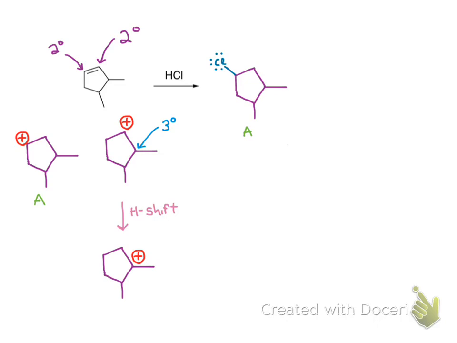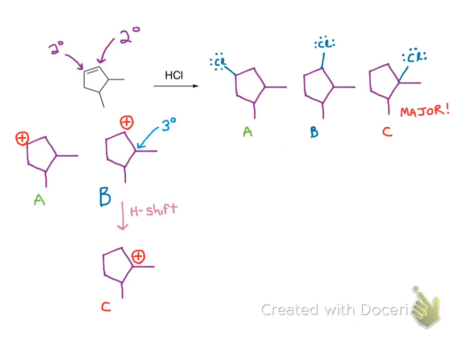We'll have this possible product from the second intermediate. And then finally, we'll have this possible product from our most stable intermediate, the tertiary carbocation. And because this one comes from the most stable intermediate, it's also going to be the major product. So these are our three possible products from this reaction. Now let's take a closer look at the electron pushing that makes this all possible.